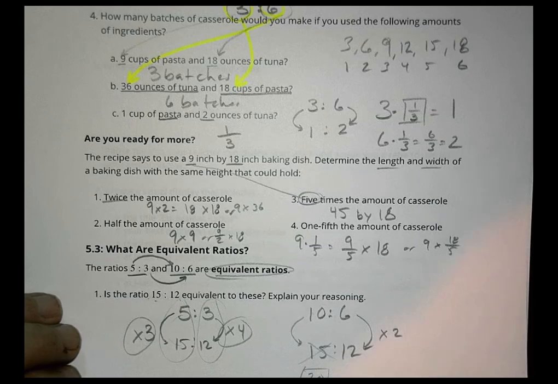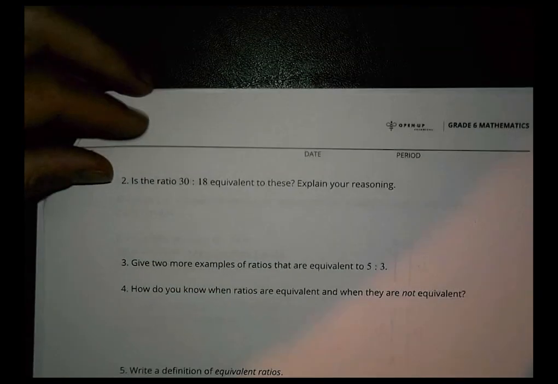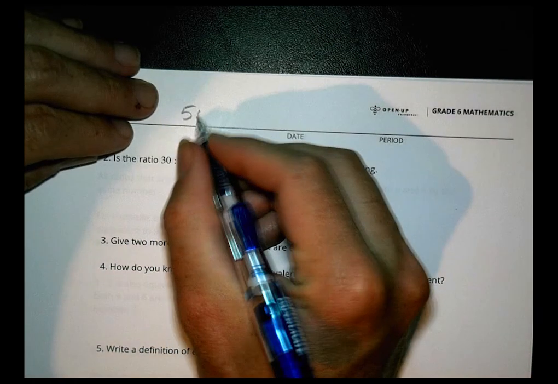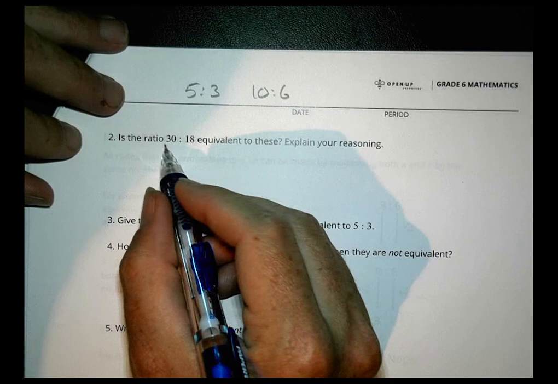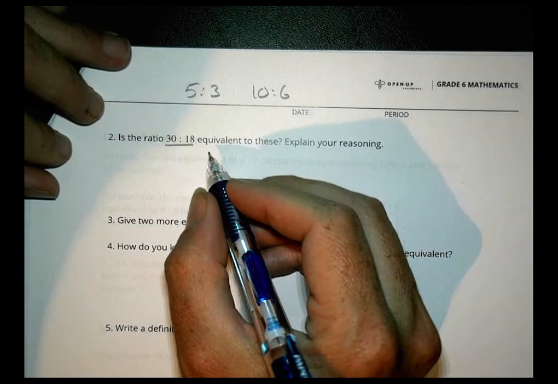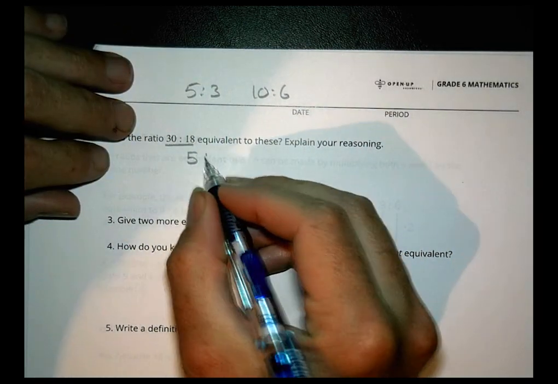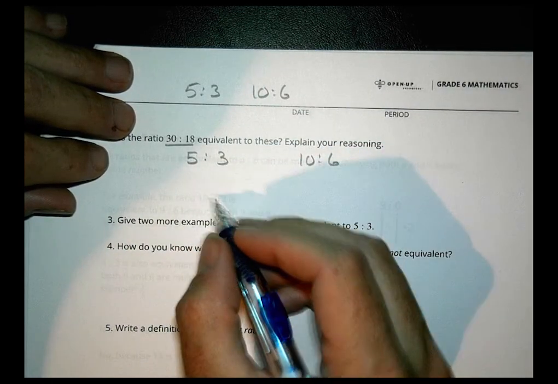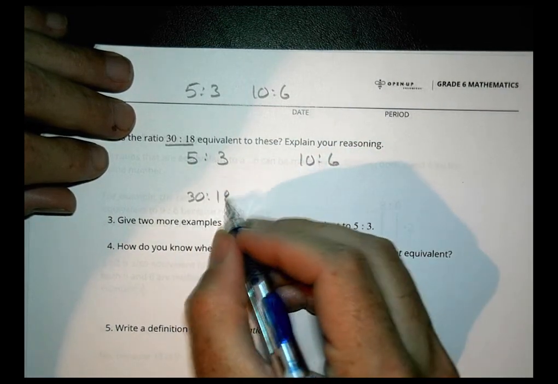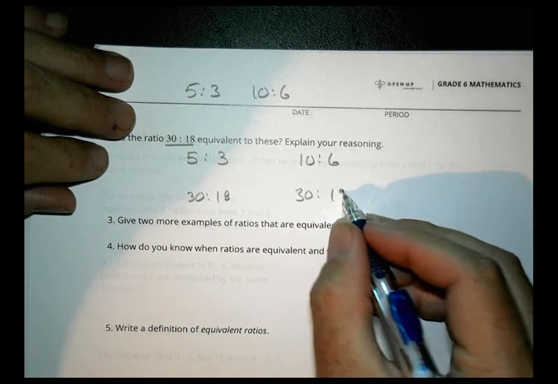Okay? So let's go back to our 5 to 3, 10 to 6. Looking at number 2, using the same ratios, we know we have 5 to 3 and 10 to 6. So is the ratio of 30 to 18 equivalent? Well, let's take a look. Again, I can use either one. Here's 5 to 3. Here's 10 to 6. We're looking to try to get to 30 to 18.